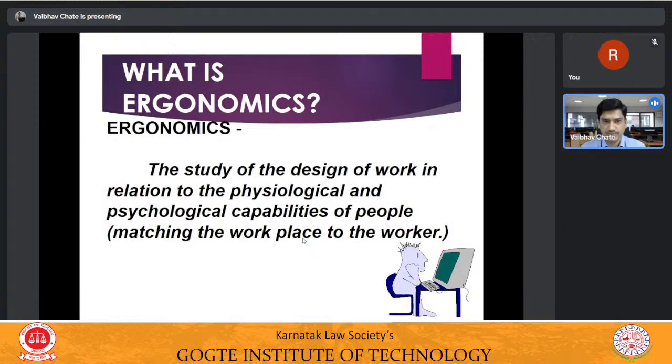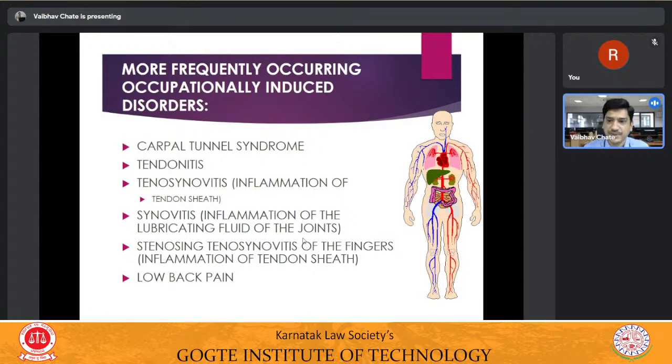Now, when I use the word ergonomics, I hope a few of the mechanical engineering students might know about this. That means, how we have to sit, right? If the chair is not of good quality, or the design is not ergonomic, then there might be some problems associated with poorly ergonomically adapted chairs or tables. Ergonomics is the study of the design of work in relation to the physiological and psychological capabilities of people. Now let me show it with a sketch here.